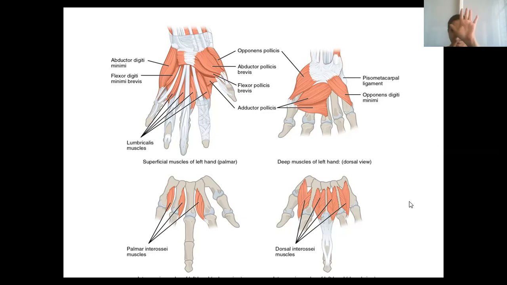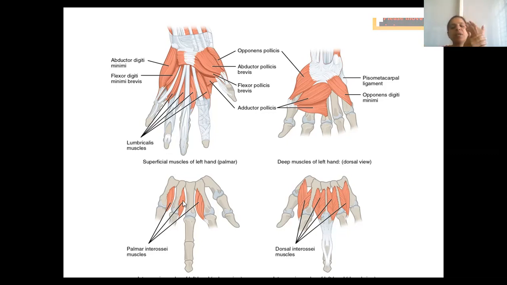See here, this is the palm. If you remove the skin, you will see a lot of fat. Once you remove the fat, you will see the palmar aponeurosis. Once you remove the palmar aponeurosis, you will see the underlying muscles like this. Between the tendons of flexor digitorum profundus, you have lumbricals. Once you remove the lumbricals, from the palmar aspect you will see the palmar interossei.